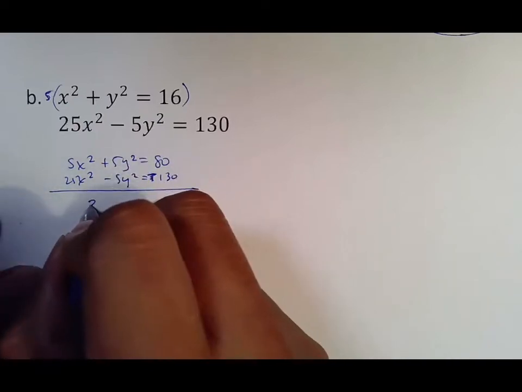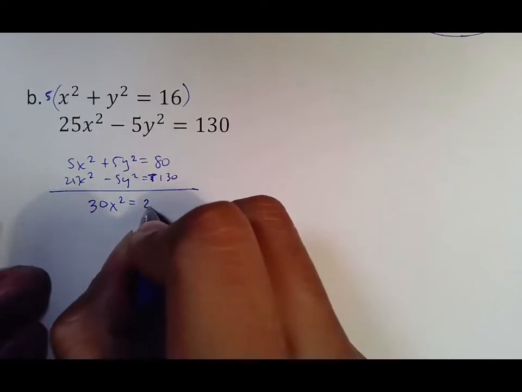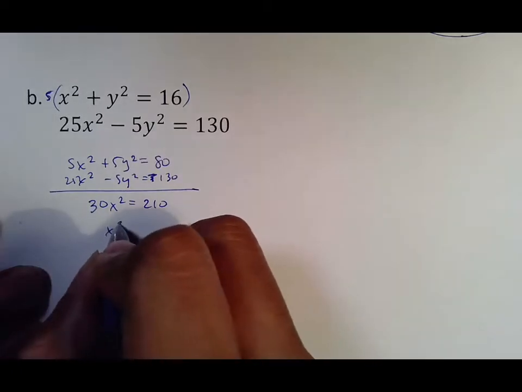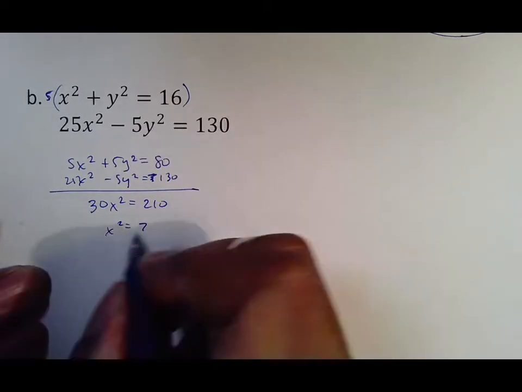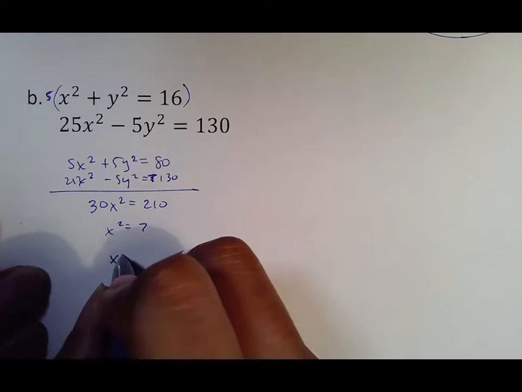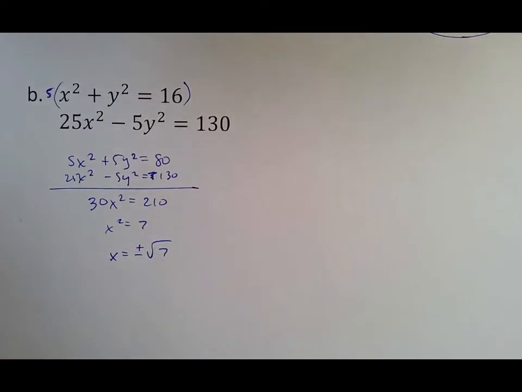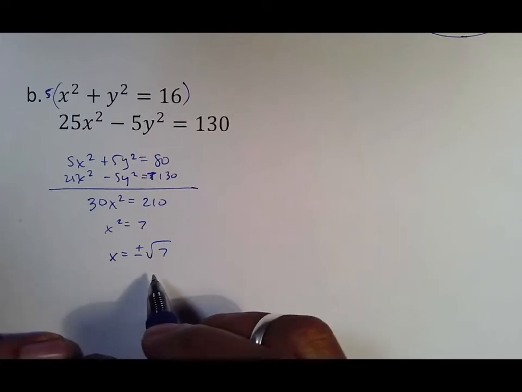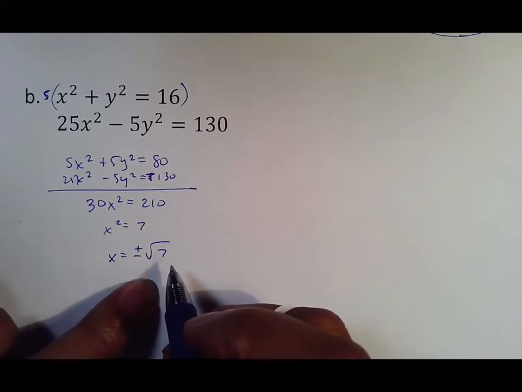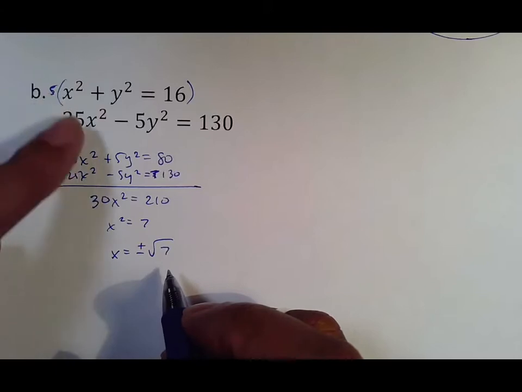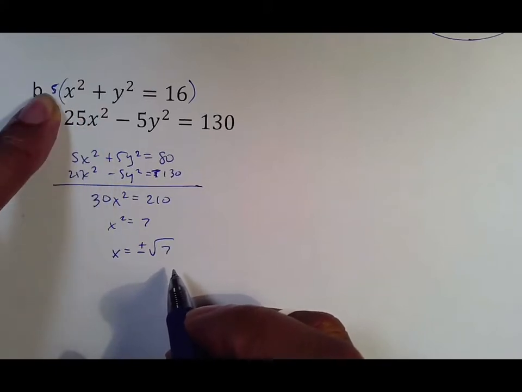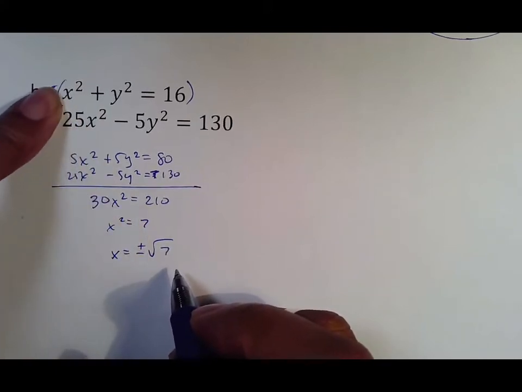Your y's are ready to go, so you end up with 30x squared equals 210. Of course, dividing by 30, you end up with x squared is equal to 7, which when you square root, remember that you have to have a plus or minus, and square root of 7 is all you get. So those are your two answers, which means now we have to plug that in. But here's the good news about square root of 7: no matter whether I use positive or negative, if I square it, it's going to be the same thing. So I'm going to choose this one to check it.